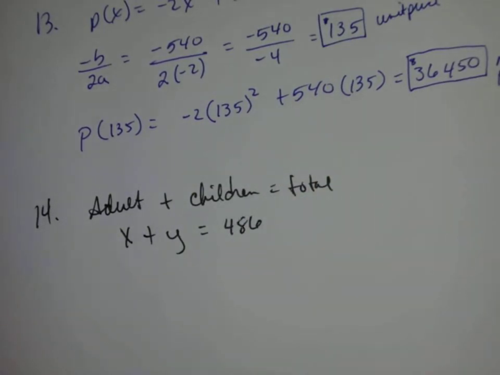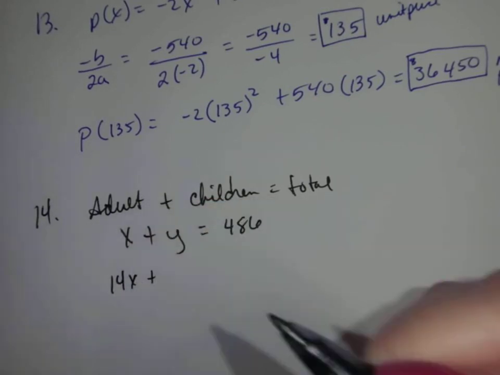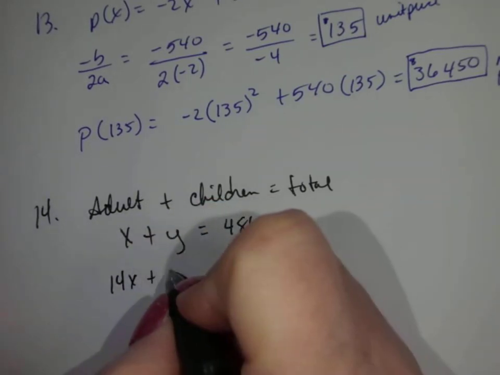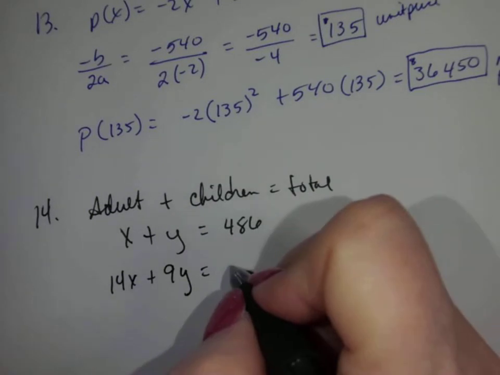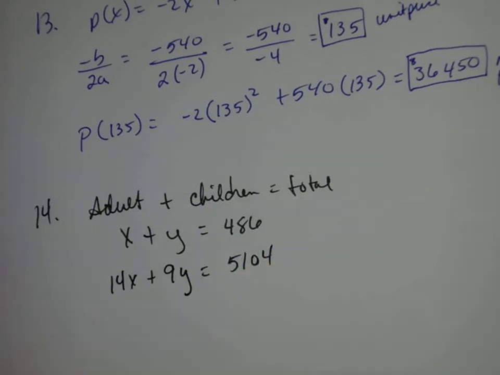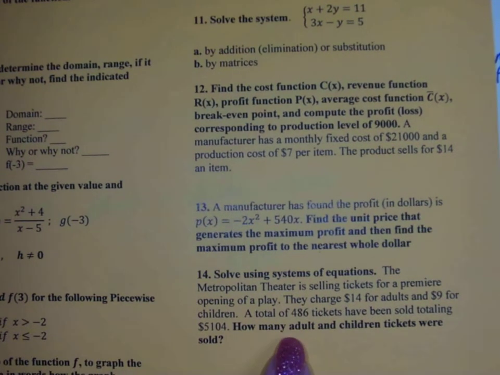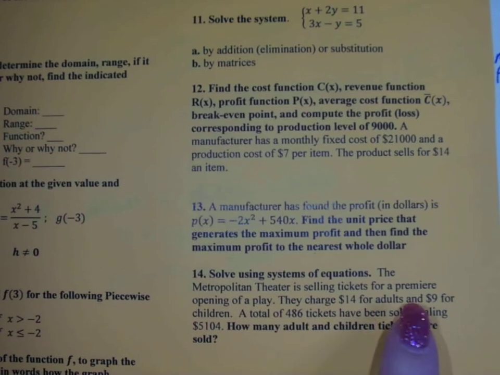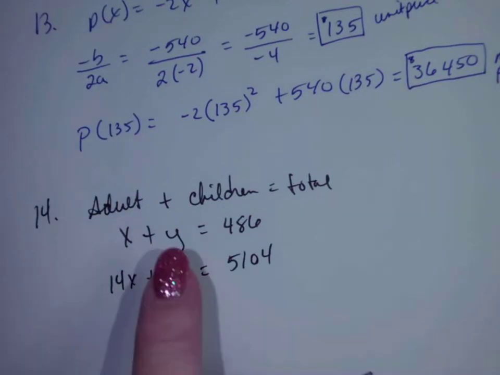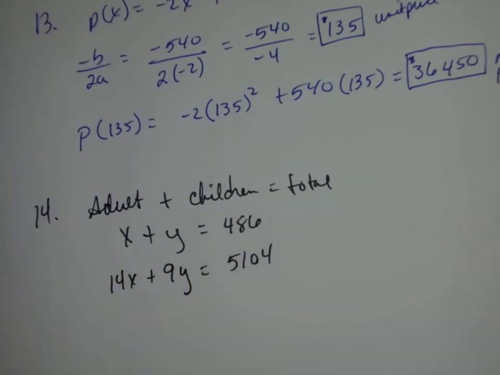And then we were told that the price of the adult tickets was 14, and the price of the child tickets are $9. And we had a total profit of 5,104. So we're just pulling the numbers out. We had a total of 486 tickets. The charge was 14 for adults, 9 for children, for a total of 5,104. So whatever's going on with the adult plus the children equal the total.